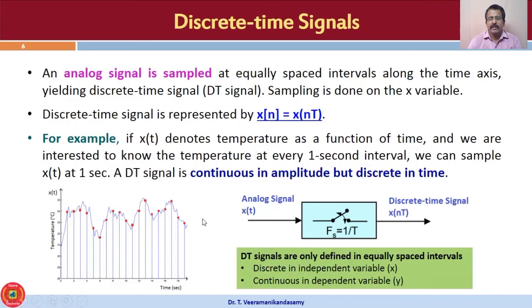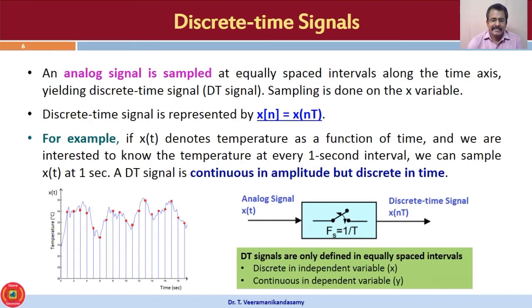Then we look at discrete time signals. Discrete time signals are obtained from the continuous time signal or analog signal. An analog signal sampled at equally spaced intervals along the x-axis yields a discrete time signal. So the sampling is done on the x-axis variable. A discrete time signal is a continuous-valued function of a discrete instance. The discrete time signal can be represented by x of n or x of nT.